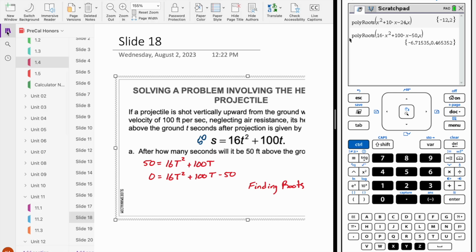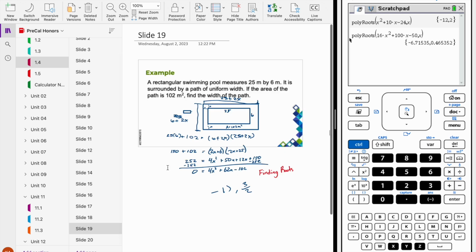Let's take a look at slide 19. Now, this problem was very similar to the problem that we were looking at before on slide 17 with the frame. In this case, a rectangular swimming pool measures 25 meters by 6 meters, and it is surrounded by a path of uniform width. If the area of the path is 102 meters squared, find the width of the path.